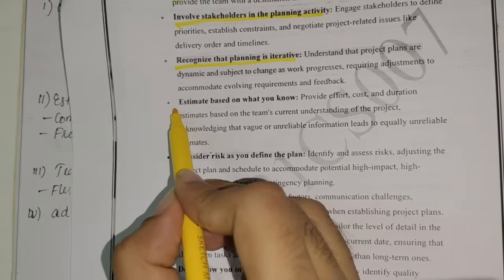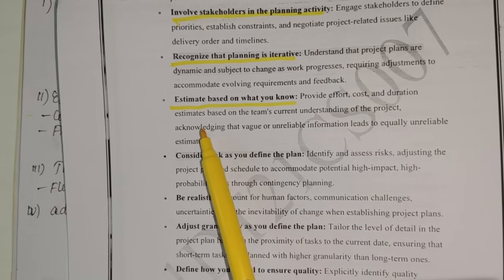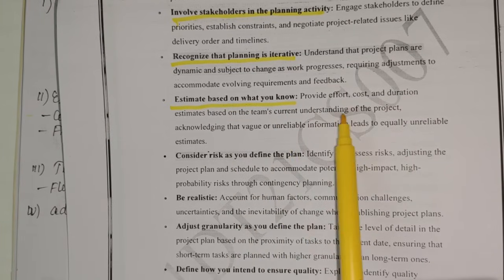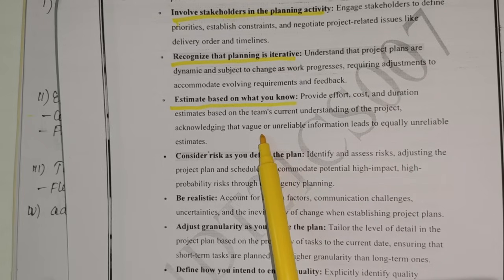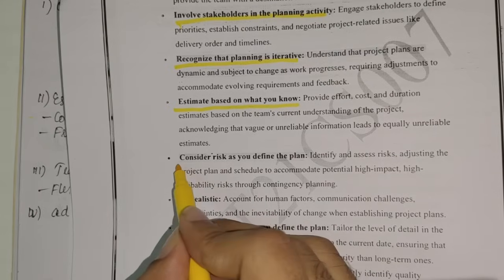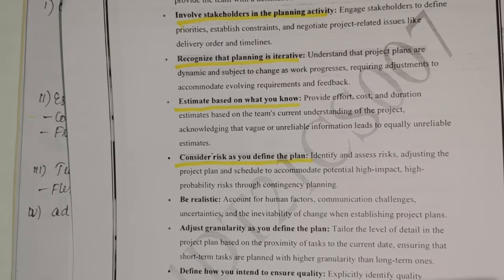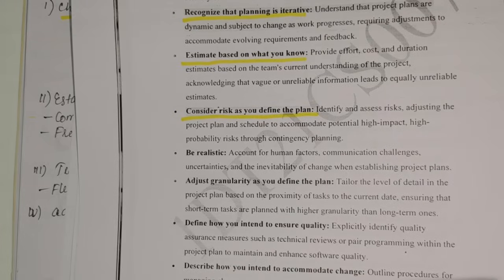Then establish estimates based on what you know. So from the understanding of requirements, we can provide effort, cost and duration estimates based on the team's current understanding of the project, acknowledging that vague or unreliable information leads to equally unreliable estimates. Yeah. And then we have to consider risks as we define the path. So when we are defining the path for developing the program or the project, we should also keep in mind the potential high impact or possible risks which would come along the way. And we should be ready with the solutions also.